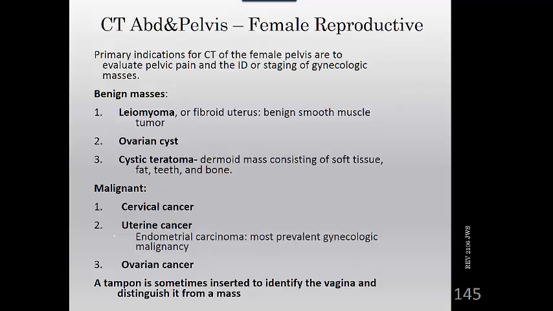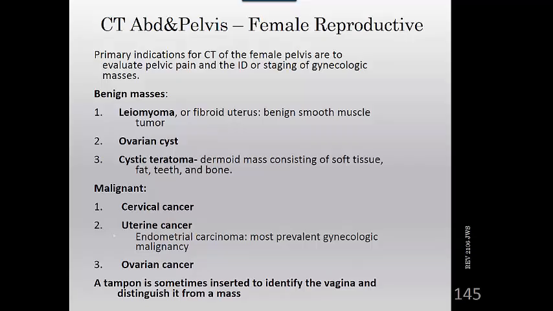Primary clinical indications for CT of the female pelvis and the reproductive organs are the evaluation of pelvic pain and the identification and staging of gynecologic masses. Benign masses can include a leiomyoma, that's a fibroid, also called a fibroid uterus. These are benign smooth muscle tumors. And then, of course, the ovaries can have an ovarian cyst. A cystic teratoma is a dermoid mass consisting of soft tissue, fat, teeth, and bone. Those are kind of strange looking.